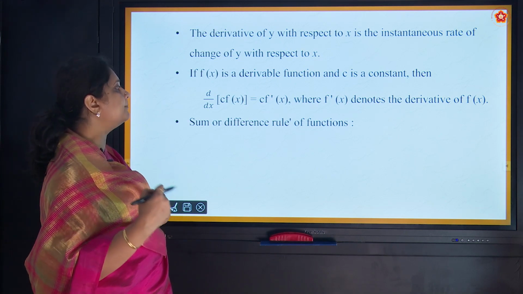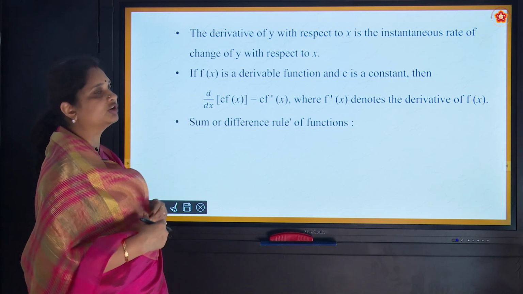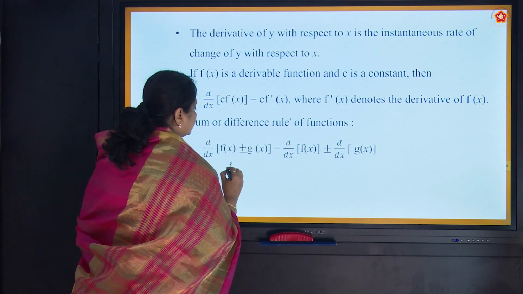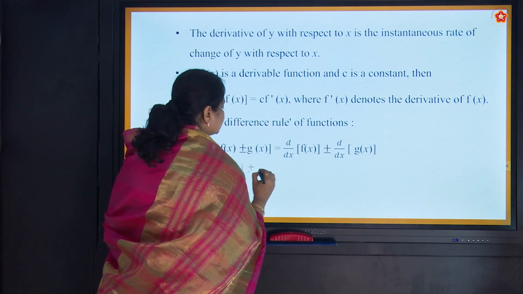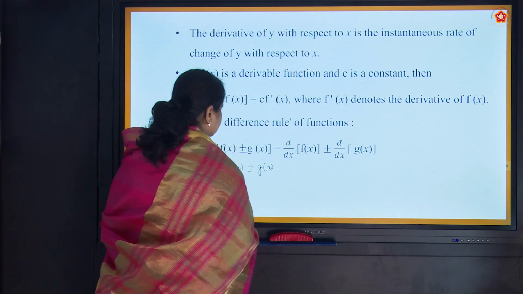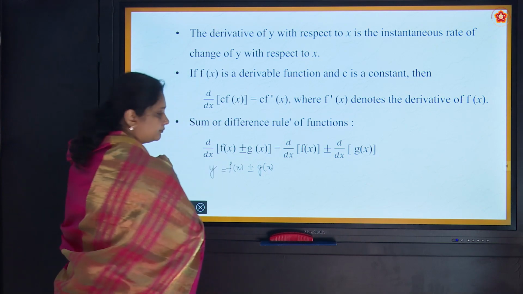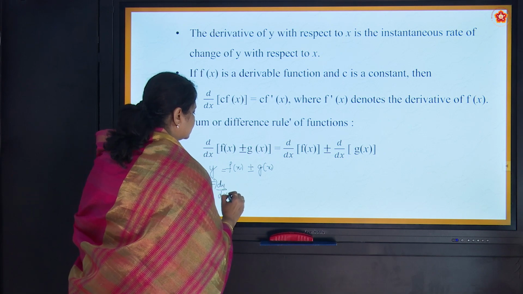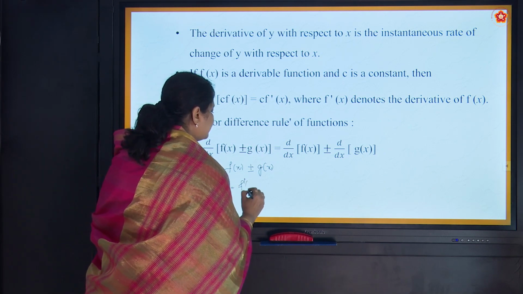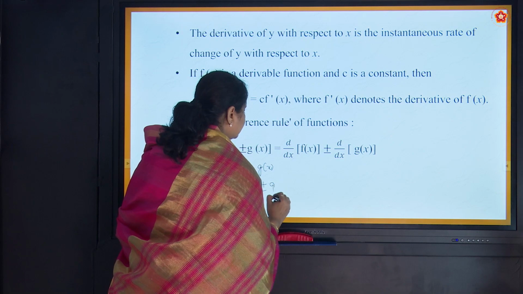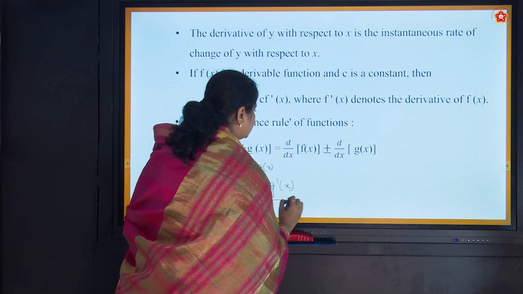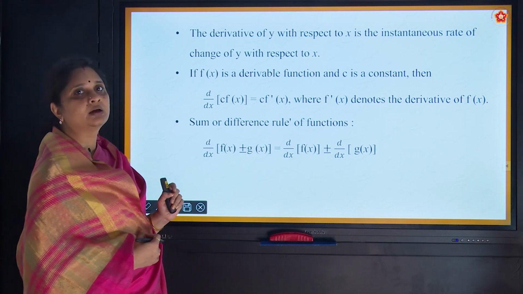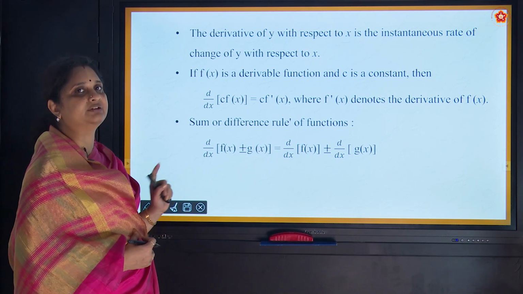When we deal with sums or differences of functions, meaning when you have two functions added or subtracted, then the derivative of the function is nothing but the sum of its derivatives or the difference of the derivatives, depending on the function that we have. This we've been applying in all the polynomials that we have differentiated so far.